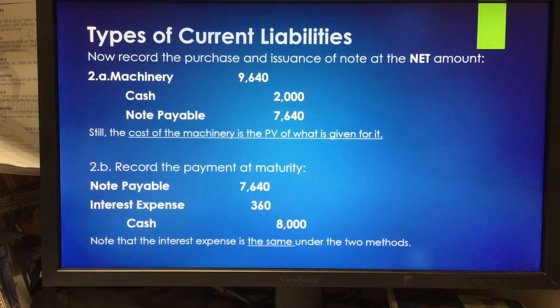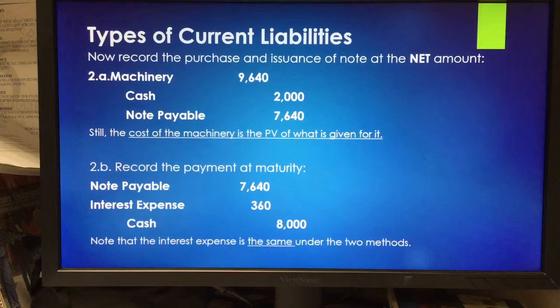Now let's record this same purchase and retirement or payment of the note under the net method. First of all, the purchase of the machinery and issuance of the note. Under the net method, we're not dealing with a discount account. We're simply going to record that note payable at the net amount. That is the gross amount less the discount. And so you can see here we're crediting cash for $2,000 as before, crediting notes payable for its fair value, its present value after the discount of $7,640, and again debiting machinery for $9,640.